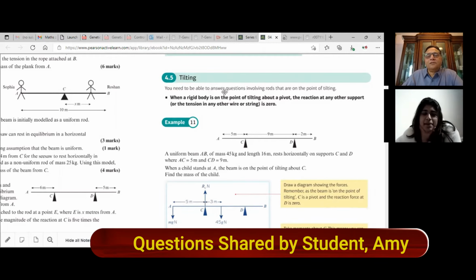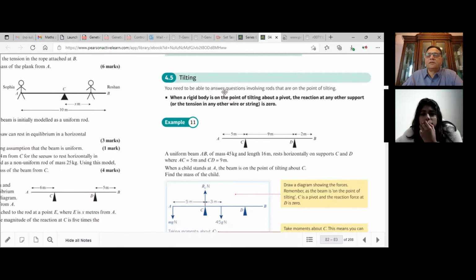So when a rigid body is on the point of tilting about a pivot, the reaction at any other support or the tension on any other wire or string is 0, right? So let us say about a tilt at C. In that case, as you are rightly saying, the tension or reaction at D will be 0, right? So the whole force is at C itself at that point, right?